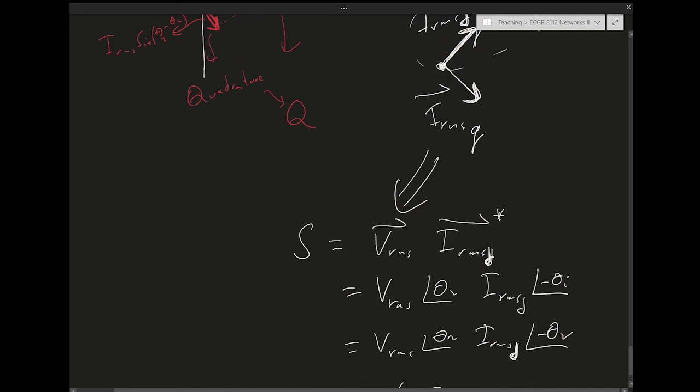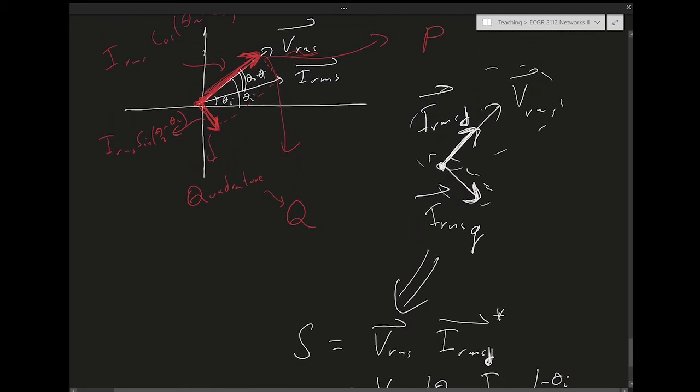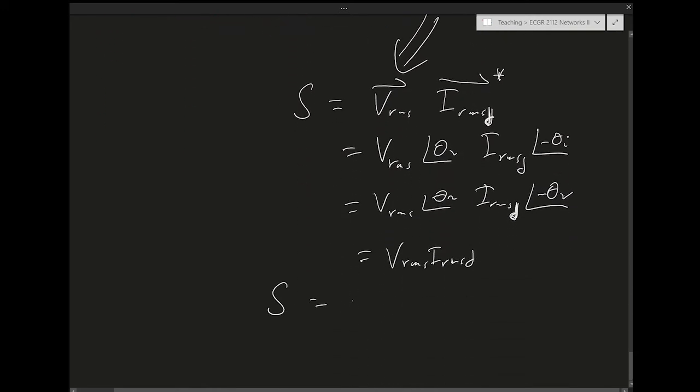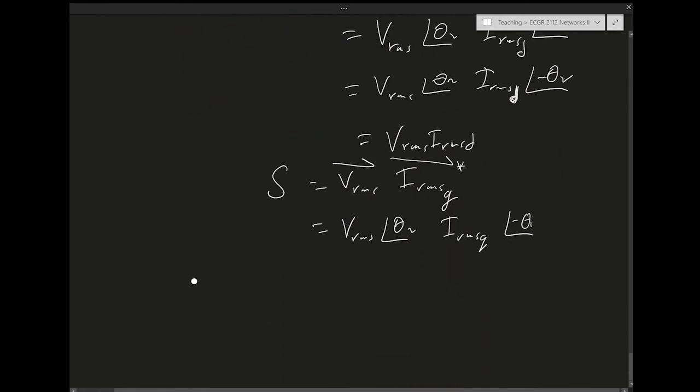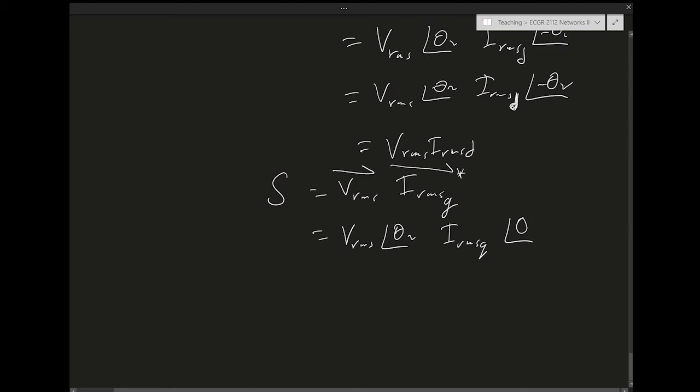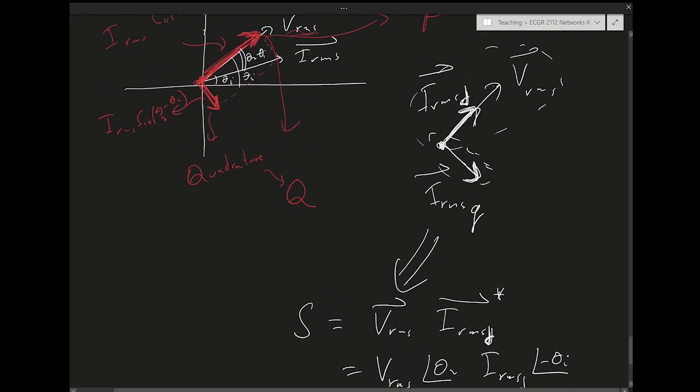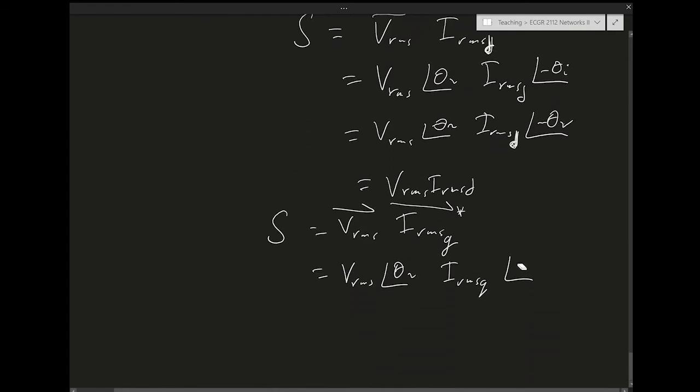What about S for the quadrature component now, with the voltage? That's going to be V RMS I RMS, the quadrature component, conjugate. So this is going to be V RMS angle theta V, I RMS Q, minus the angle of the quadrature component, right? Because it's conjugate. But what's the angle of the quadrature component? It's the same as the angle of the voltage, minus 90 degrees, right? In this case, because the decomposition is like that, the angle is minus 90 clearly.